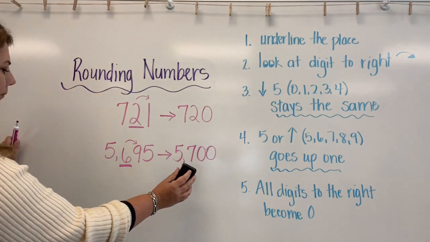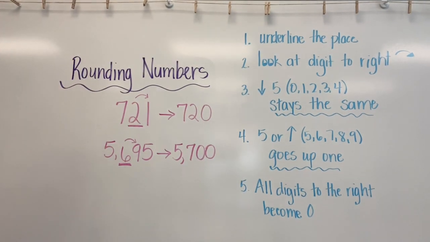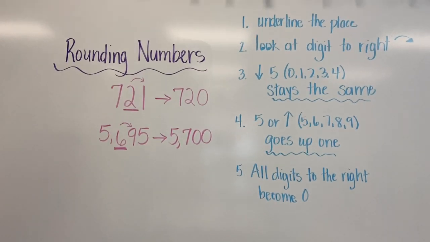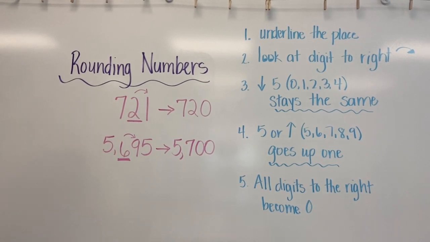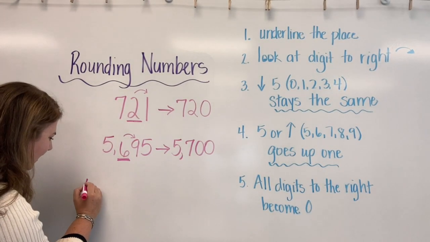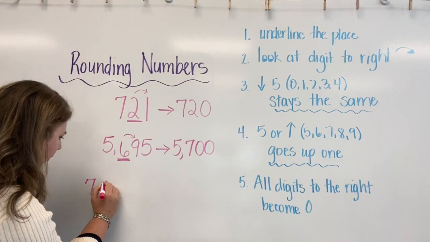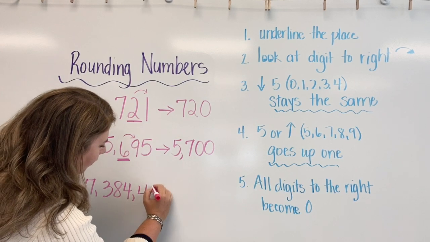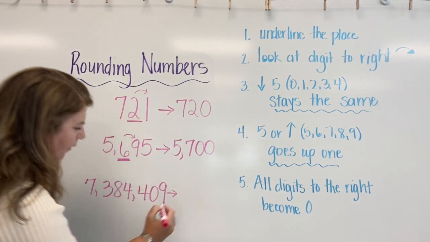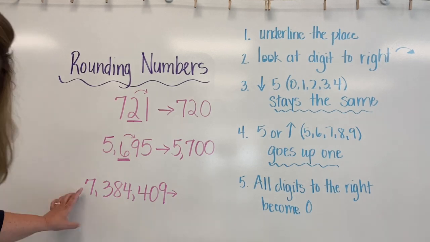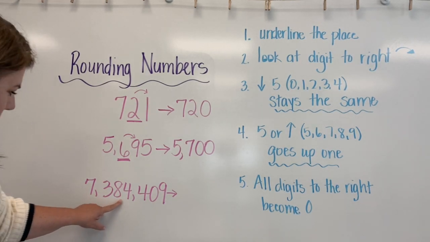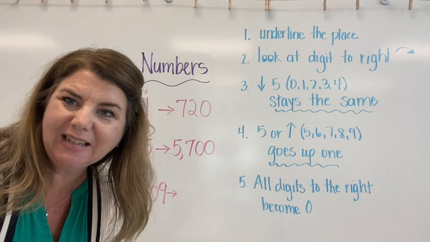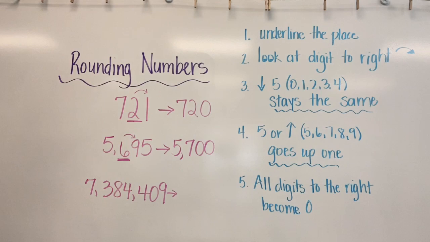All right, let me erase. Let's try another one. Actually, maybe I could just go down. We'll just scoot down a little bit. All right, let's try another one. Oh my goodness, I have a huge number. 7,384,409. Woo, look at that big number. Did you notice I didn't say the word and? All right, here we go.